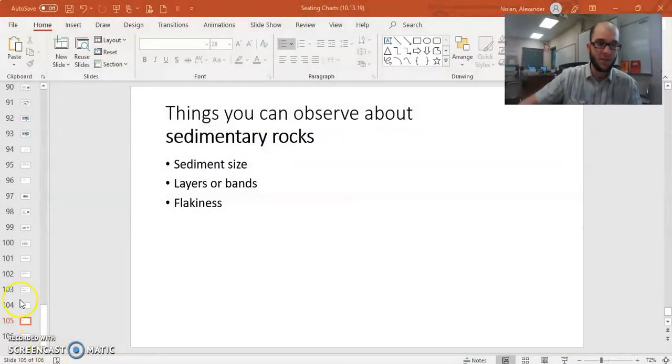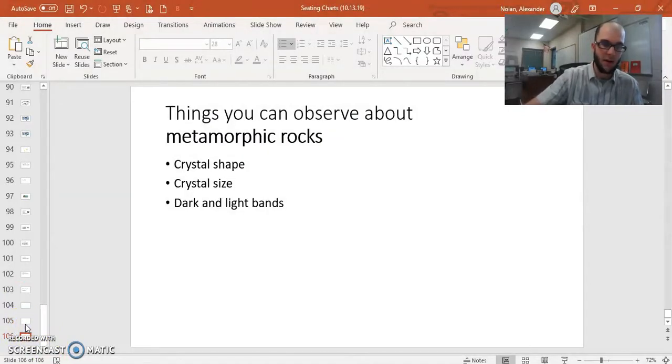Last but not least, I want to talk about metamorphic rocks. These ones are really cool. These are sort of the oddballs of rocks. You're going to look for crystal shape. That's the really important one. Also size, and then dark or light bands. So let's think a little bit about shale.